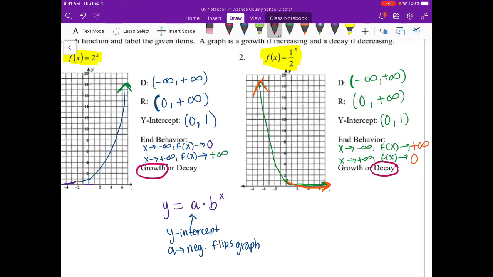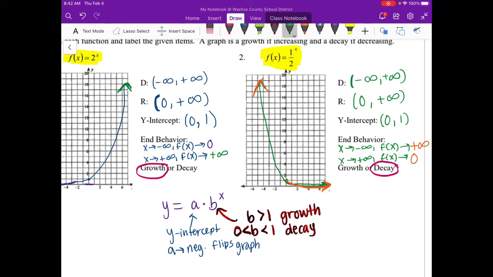Then we also have b. If b is greater than 1, it is displaying growth. If b is less than 1, it is showing decay. And I'm actually going to write this between 0 and 1, just because if it's negative, then the negative does something else. So we want to keep it absolute value of that.